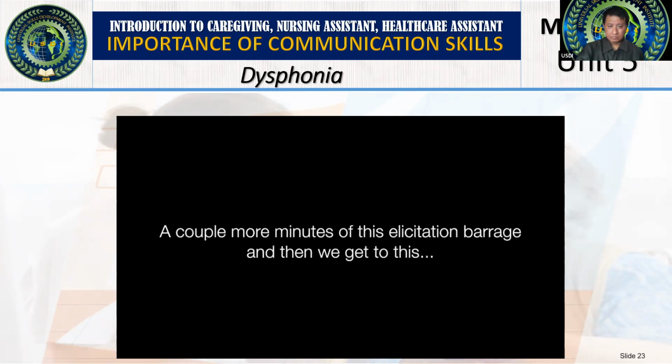A couple more minutes of this elicitation barrage, and then we get to this. Long ago, people found that it was easier to travel on water than on land.